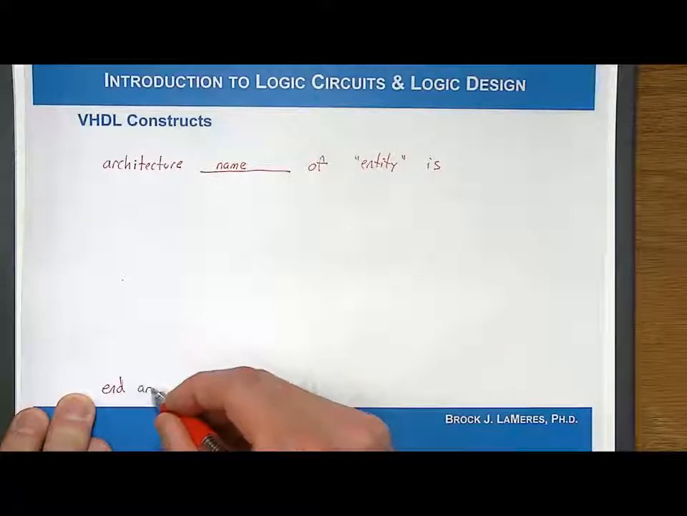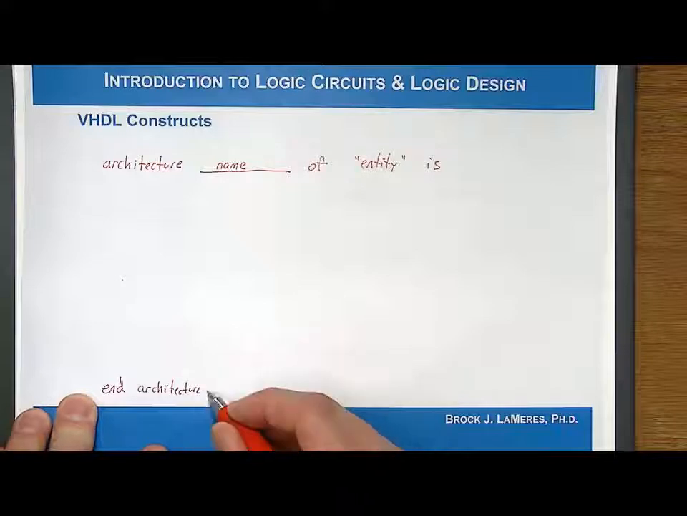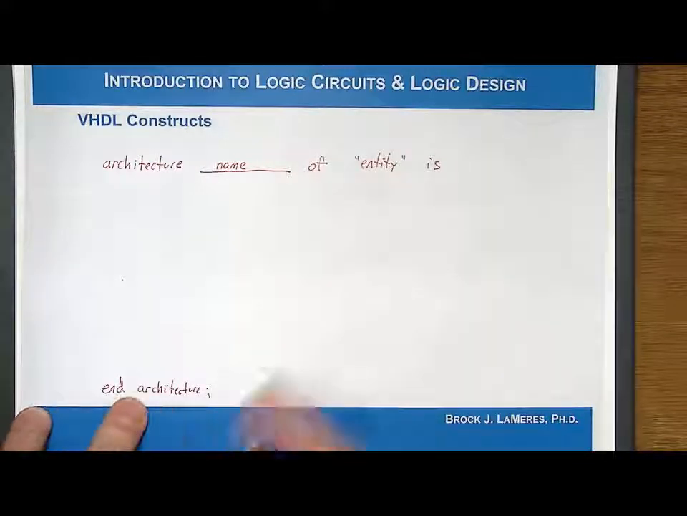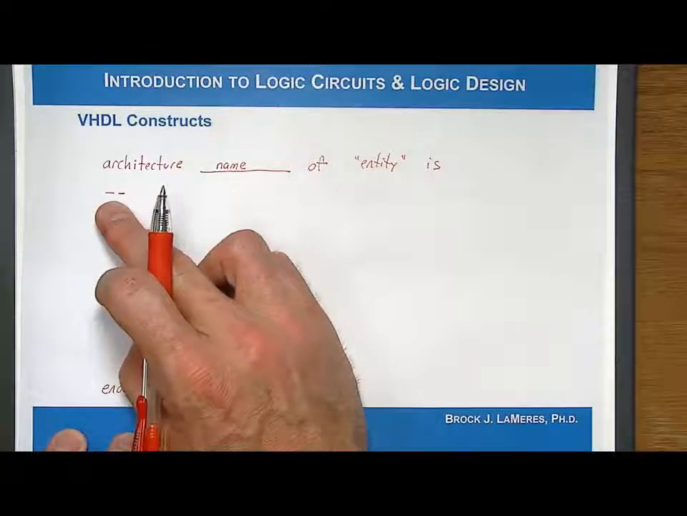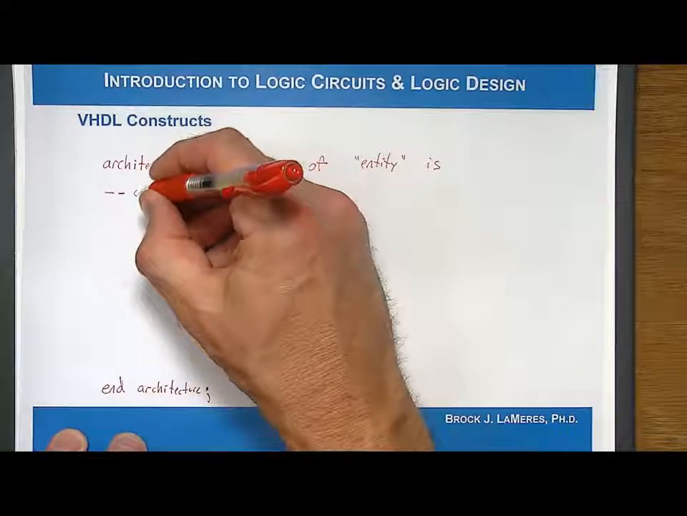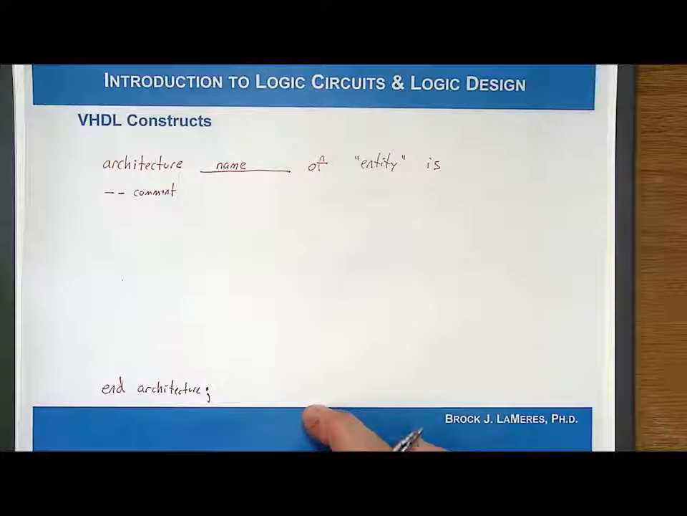And at the end, you're going to end it by saying end architecture, semicolon. Now, in VHDL, the semicolon is going to be how you end something. So whether it's a signal assignment or a declaration, you always end it with a semicolon. So this is an example of end architecture, semicolon. A comment in VHDL is 2 dashes. So what I can do is I just put 2 dashes right there, and then this is going to be a comment, and this will be ignored by the compiler or the synthesizer and the tools.